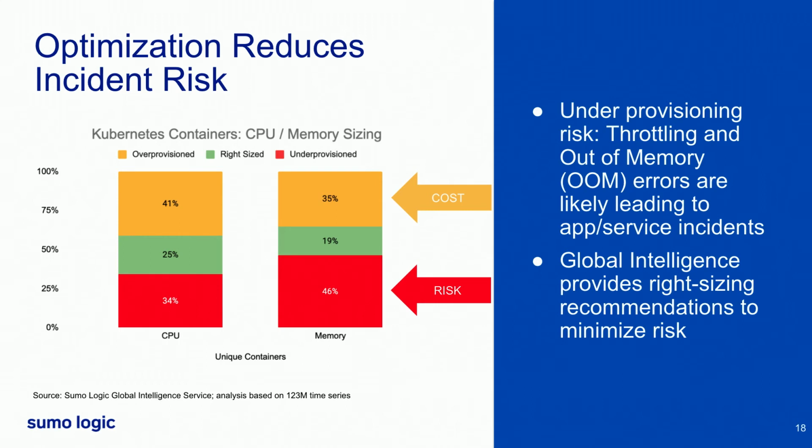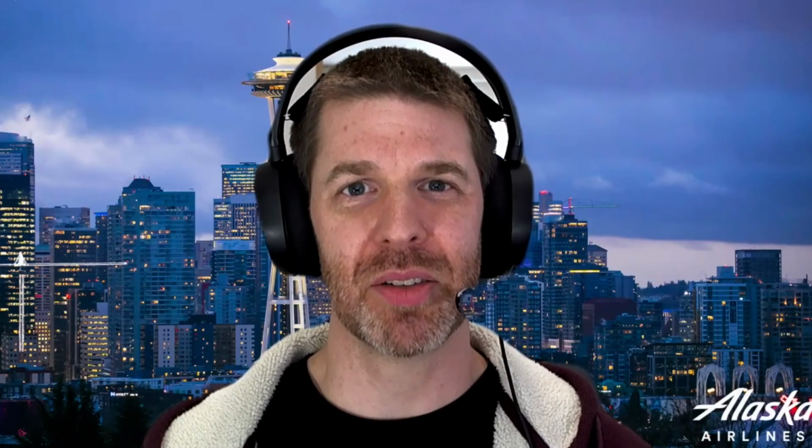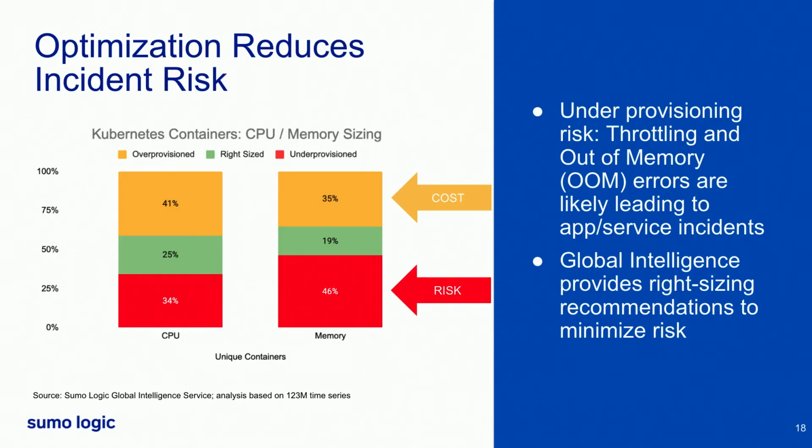In the yellow, we can see these are systems that are asking for too many resources. And that's a problem because it's a waste of money. In the red, we can see the systems that aren't asking for enough resources. And this can cause all sorts of problems.